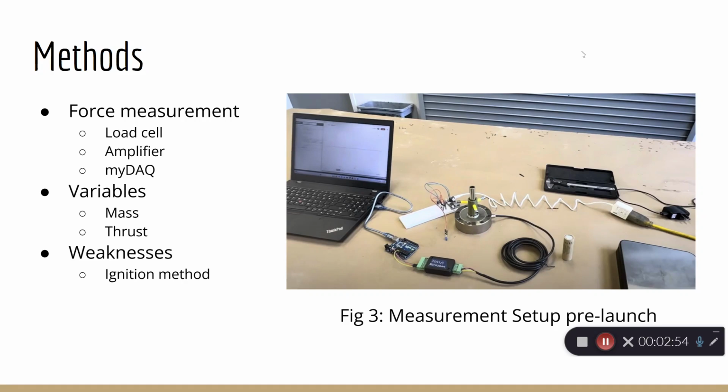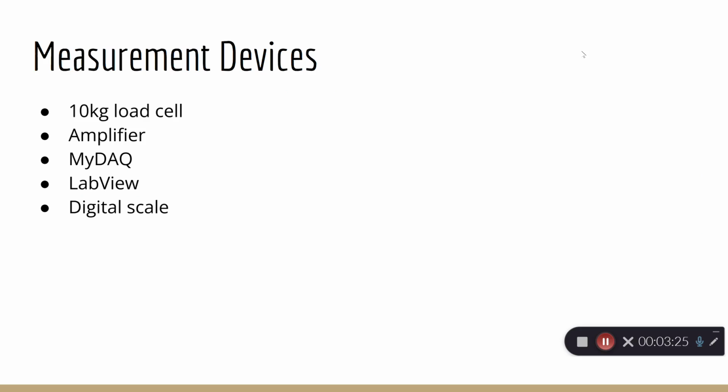The important variables that we were measuring were the mass of the propellant and the thrust. For the mass, we used a scale in the MA LabWorks, and for the thrust, we used our load cell setup pictured in Figure 3. One of the weaknesses of this setup was the ignition method, and we had issues getting some of the igniter plugs to fire. As a result, some of the data was skewed, and so we removed those tests because we knew that the thrust data was bad. And in review, the measurement devices that we used were a 10 kilogram load cell, an amplifier, a MIDAC, LabVIEW, and a digital scale.